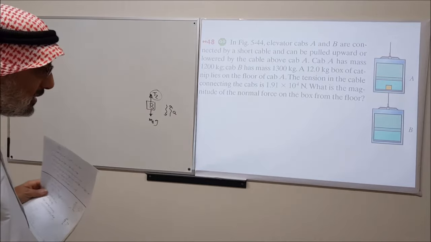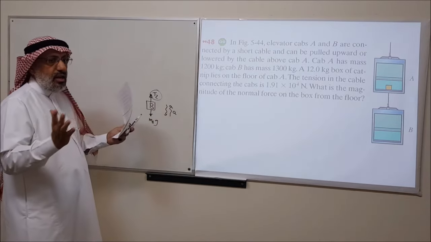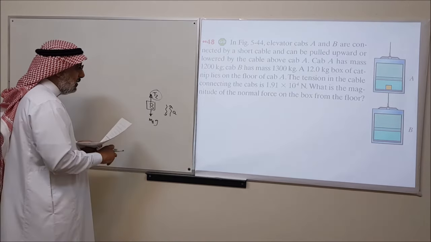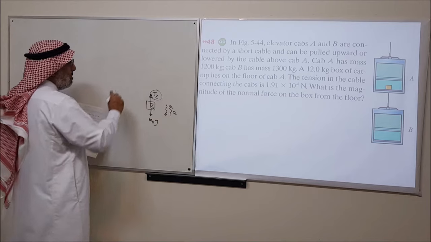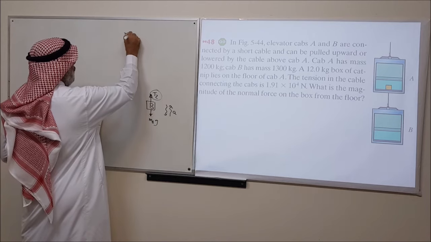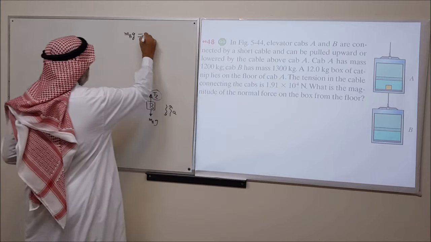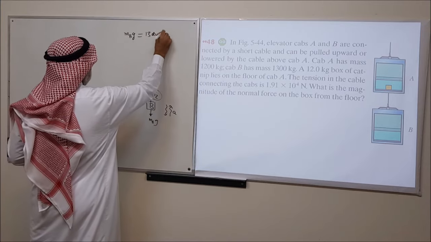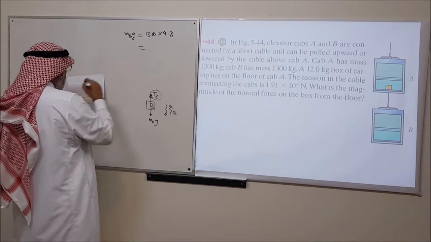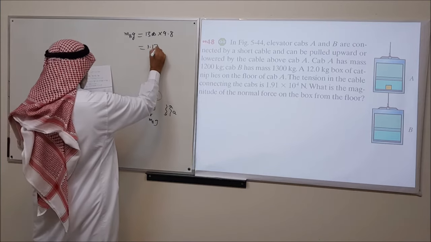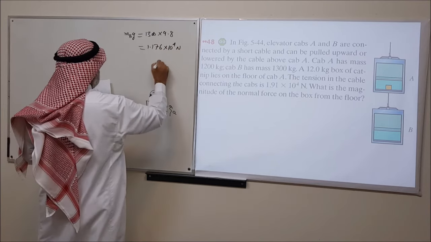Now, let us find the direction of the acceleration, if there is any acceleration. To do that, let's find the true weight of B, the gravitational force on B, m_B g. How much is it? 1300 times 9.8. How much is that? That is 1.176 times 10 to the power 4 newtons.